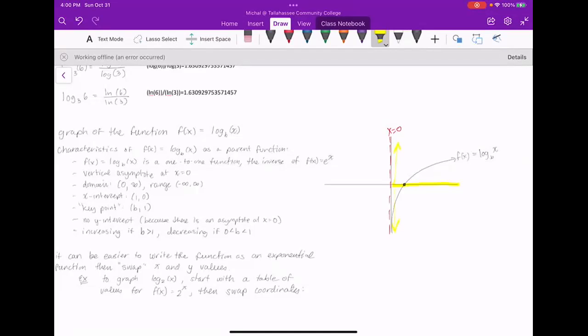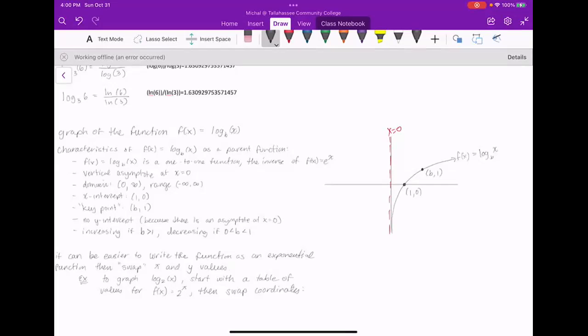So my domain is 0 to infinity, and my range is all real numbers, or from negative infinity to positive infinity. The graph of log b of x crosses the x-axis at the point (1, 0). All right, and my input that gives me an output of 0 is 1. And we are going to call that a key point or a critical point. There's no y-intercept for the graph of f of x equals log base b of x because x can never equal 0. It has that asymptote.